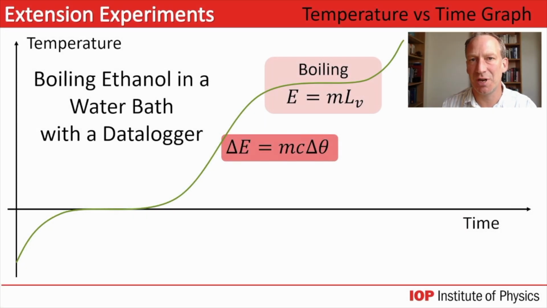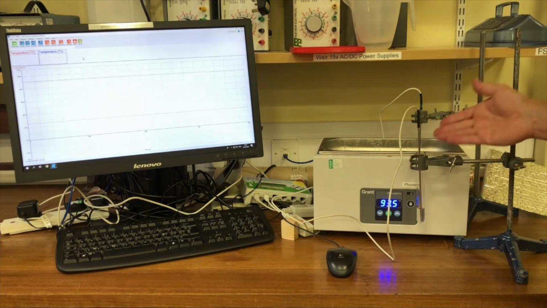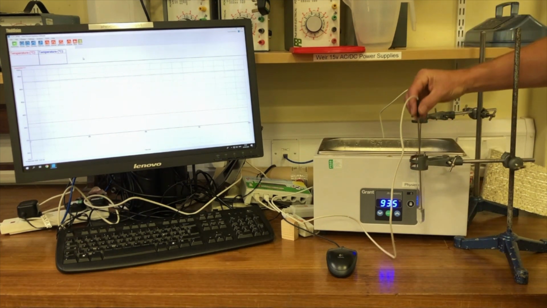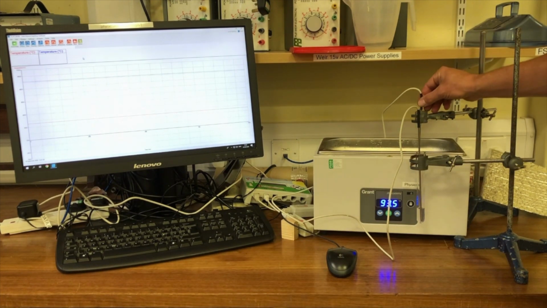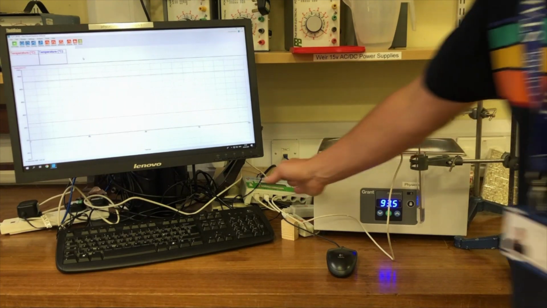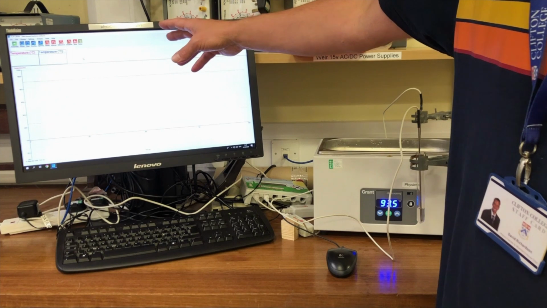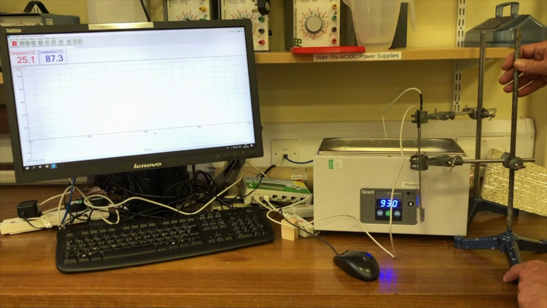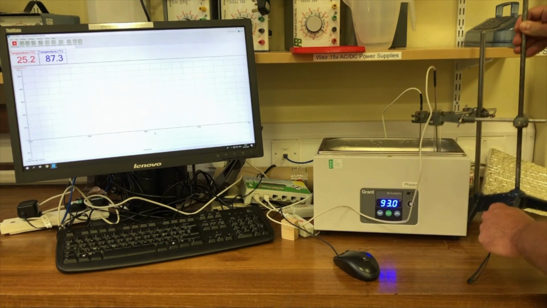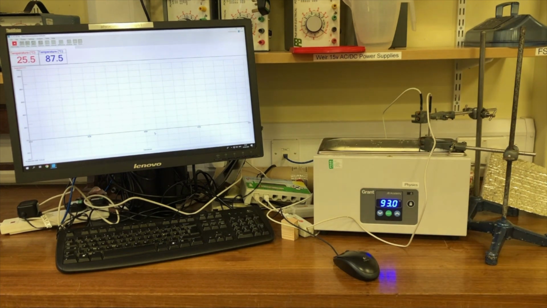To continue the temperature time graph for boiling, you can use this experiment. In order to produce the temperature time graph for boiling, we need to use ethanol in a test tube with a temperature probe and use a water bath at about 90 degrees C with a temperature probe as well. Connecting that to the computer will allow the temperature versus time graph to be displayed real time. Starting the data logger, we can lift the ethanol into the water bath, and immediately the temperature will start to rise on the computer.